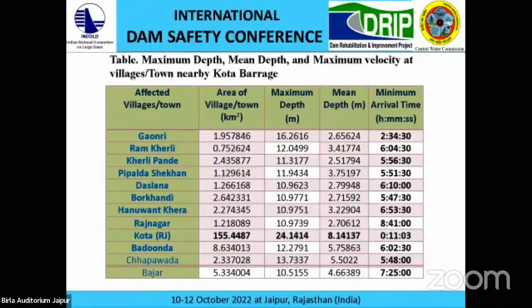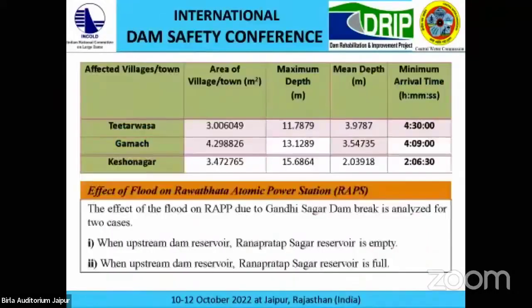We have found out that these are the places near Kota which have been affected, and what the minimum arrival time will be. You can see here that very little time is available for these places. What we have seen is that the Rawatbhata atomic power station is very important, so we have studied the effect.